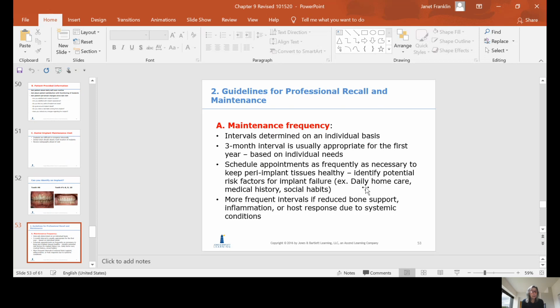Sometimes these things change. Maybe the patient was healthy when the implant was placed a year ago, but now they're diagnosed with type 2 diabetes or something like that. More frequent intervals if reduced bone support, inflammation, or host response due to systemic conditions. So you may have to have more frequent intervals as needed.